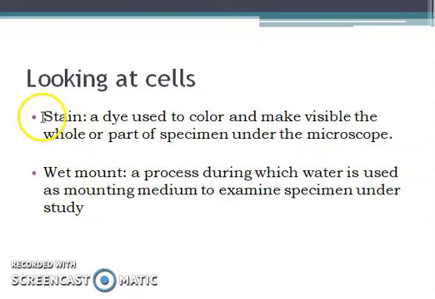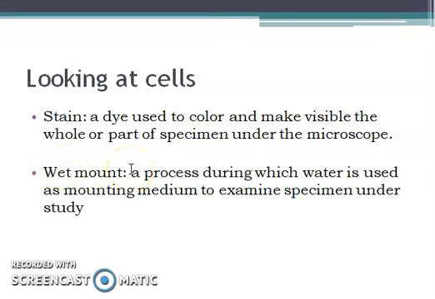Another term we need to know is stain. So stain ምንለው it's a dye and it's used to color and make visible the whole or part of a specimen under the microscope. አንዳንድ parts of the cell አይታዩም clearly እዛ stain ስናደርገው ግን more clearly ልናያቸው እንችላለን። So stains they're coloring agents. The next one is wet mount.